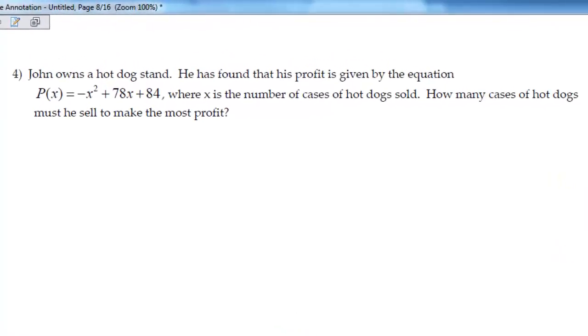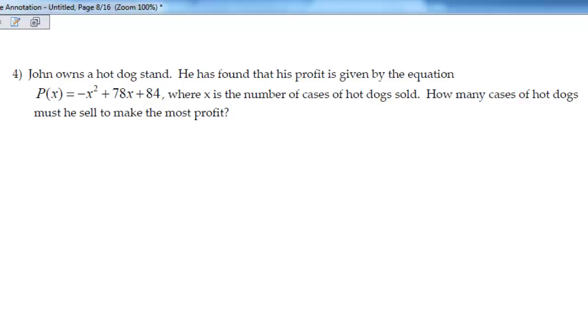John owns a hot dog stand. He has found that his profit is given by the equation P of x equals negative x squared plus 78x plus 84, where x is the number of cases of hot dogs sold. How many cases of hot dogs must he sell to make the most profit?